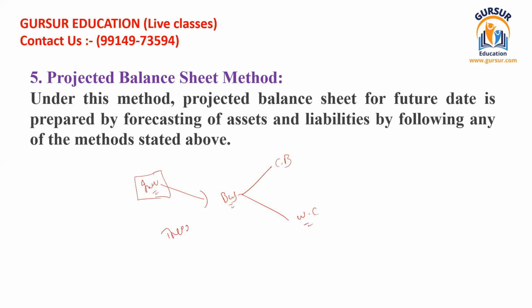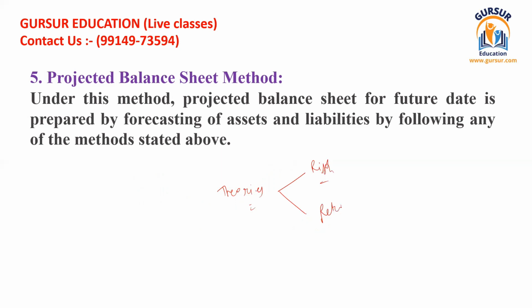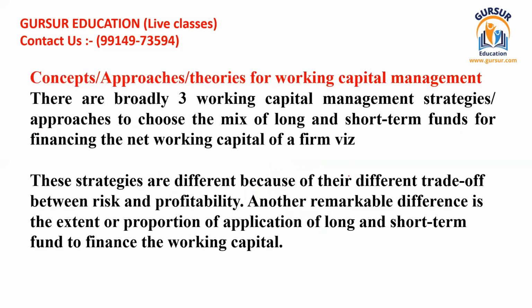There are some theories which suggest how and where you can get this money from, how the money to be invested into working capital requirement is to be obtained. There are different theories which have been defined on the basis of the proportion between your risk and return, on the basis of the risk you are able to take, and the return you are willing to get from your business.